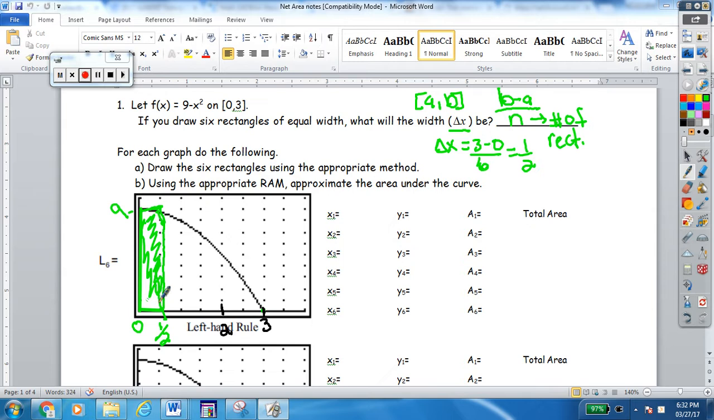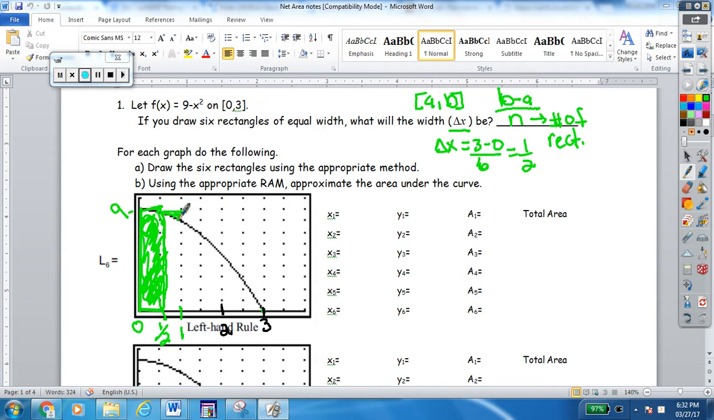Okay, the next one, you can color this in if you have a highlighter or something nice to color it in. The next rectangle is going to go from 1/2 to 1. Again, the width is 1/2. My choices are between 1/2 and 1, and I'm going to use the left endpoint, so I'm going to go up until I hit the function, and then across. It shouldn't go on the function, it should be directly across.